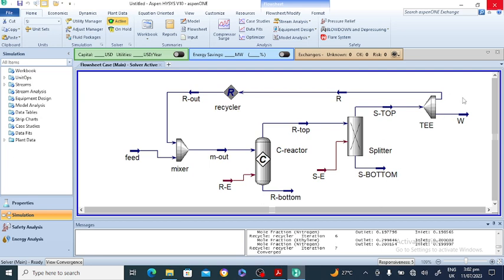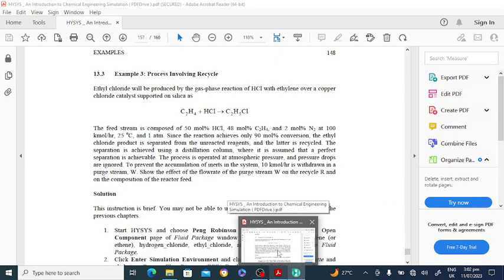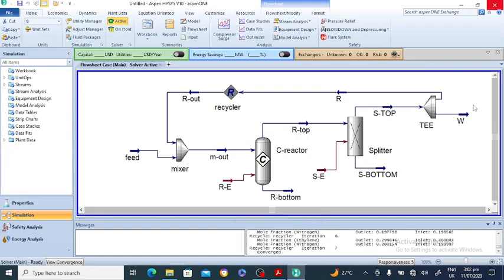What will be its effect on this stream, the composition of this stream? Show the effect of the flow rate of the purge stream on the recycle and the composition. If we change this one, what will be the flow rate of this one, and what will be the composition of this stream?